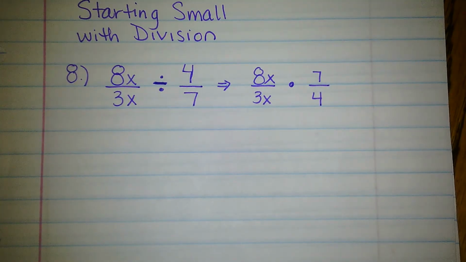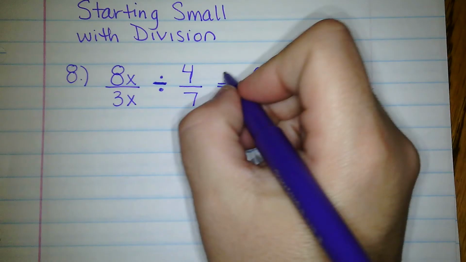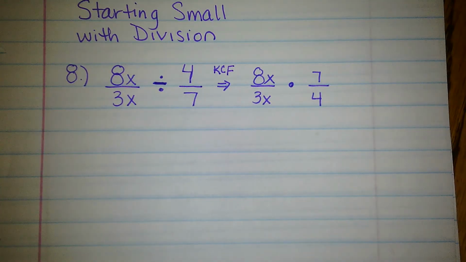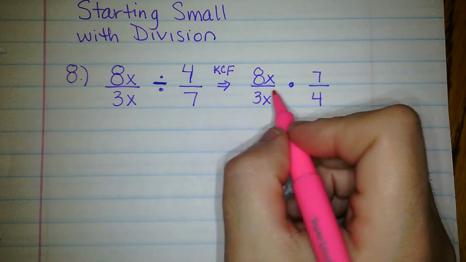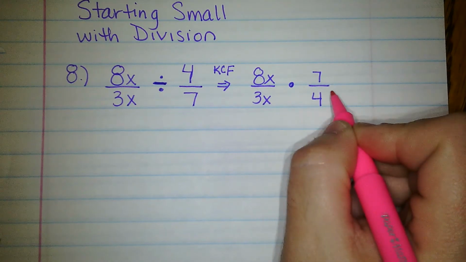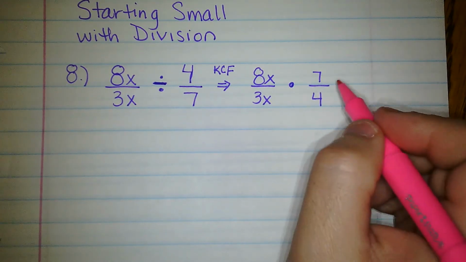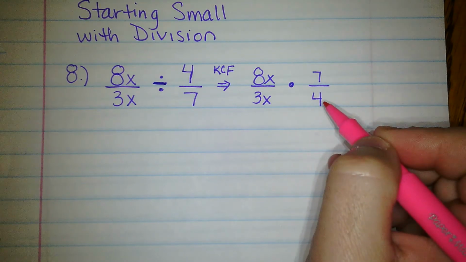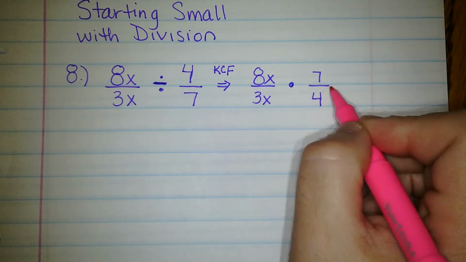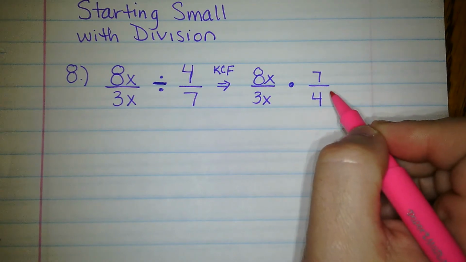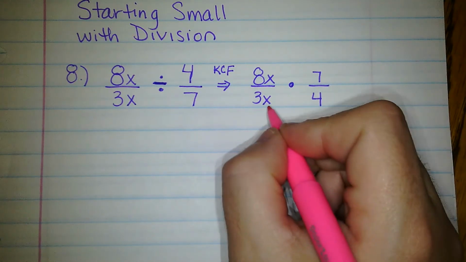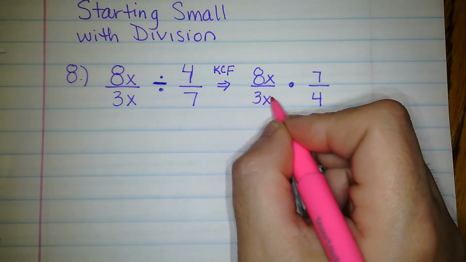The next step after we do our keep, change, flip, and I'll write that down, keep, change, flip, is we want to look for exclusions now. Now, typically when we look for exclusions, we're only looking for the denominator to be equal to 0. But for division, we also want to look at the numerator of the second fraction as well. And in this case, the numerator and the denominator of the second fraction don't have any exclusions just because of the fact that there's no variables. But we do have an exclusion here in the first fraction.